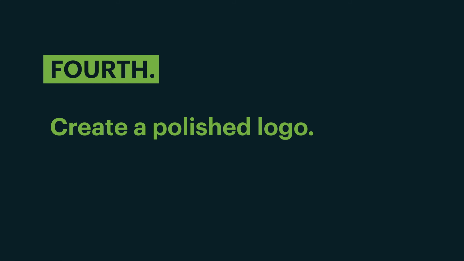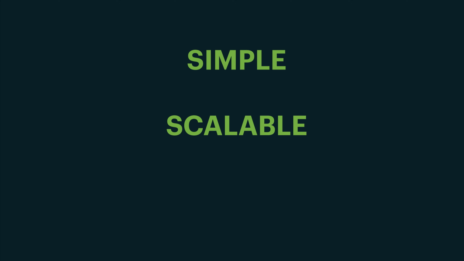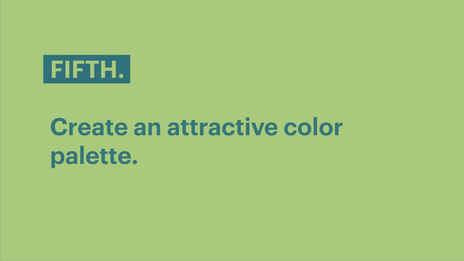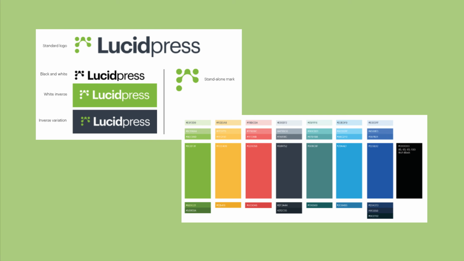Number 4, create a polished logo. So the 3 most important things to keep in mind when designing your logo: you want to keep it simple, scalable, and memorable. Take the Amazon logo, for example. The 5th step is to create an attractive color palette. Your color palette should also be pretty simple, with only 1 to 3 primary colors, supported by secondary colors to help keep things not lame.